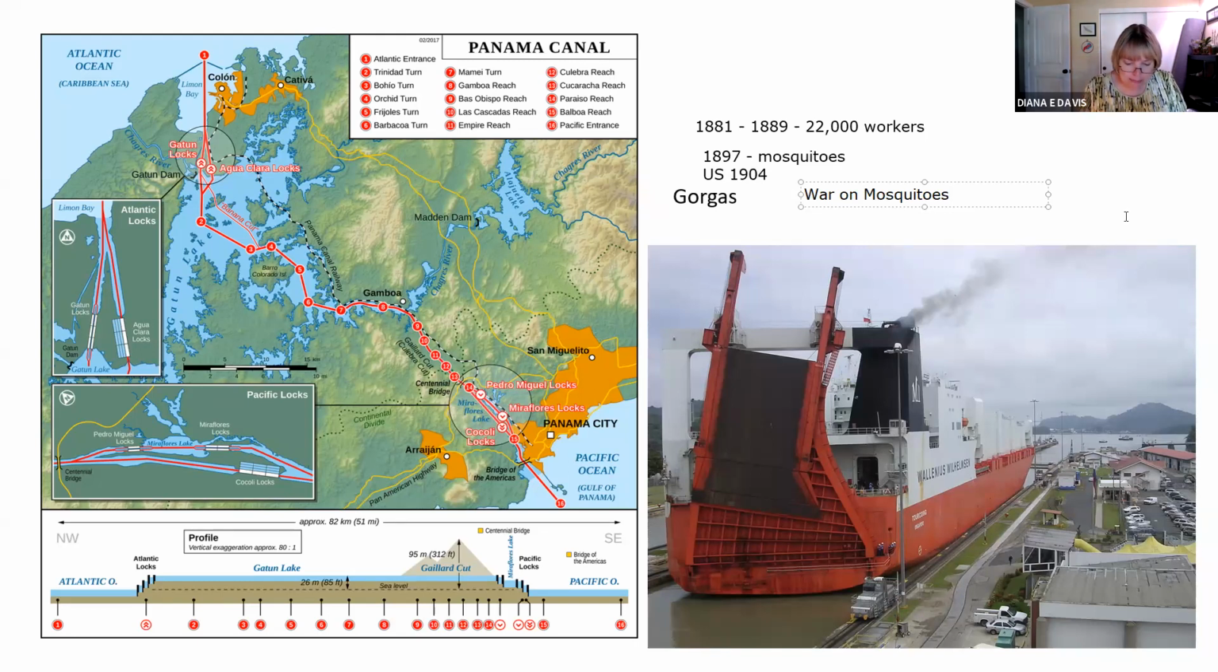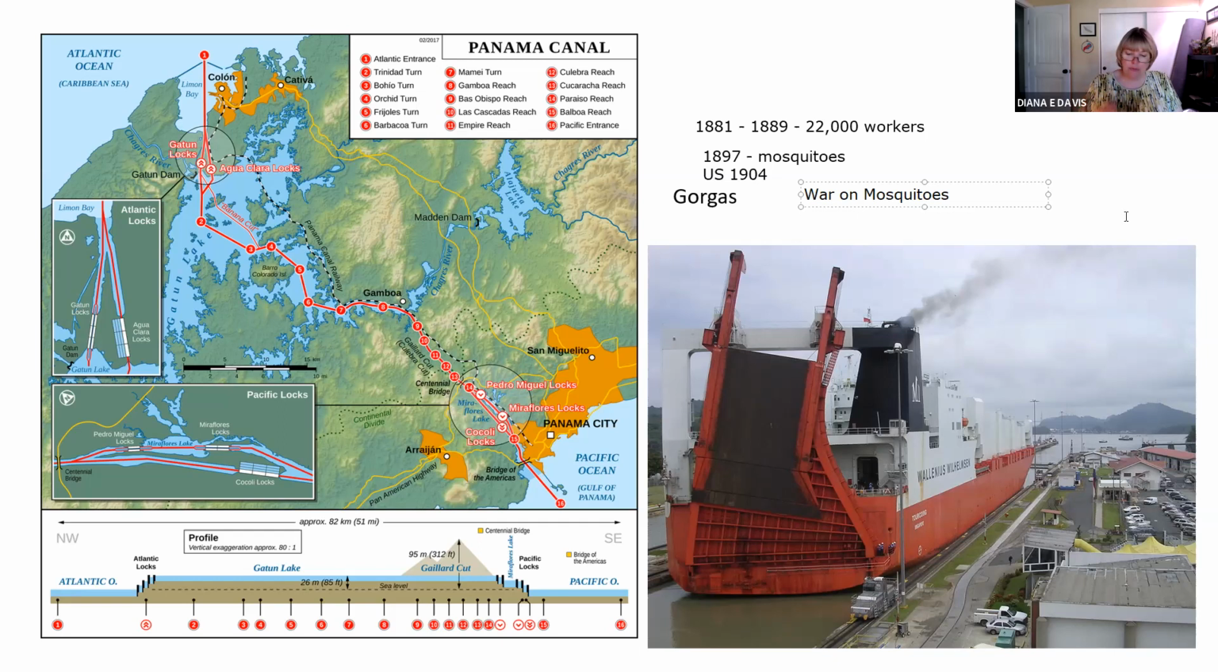So window screens. He drained swamps, so places of still water where mosquitoes breed. He would put oil on the surface of puddles. Oil floats on top of water, and mosquito larvae have to breathe air from the surface. So if the water is not still, they can't breathe because they get tossed around too much. And if there's oil on the surface, they also can't breathe. So the mosquito larvae end up dying.